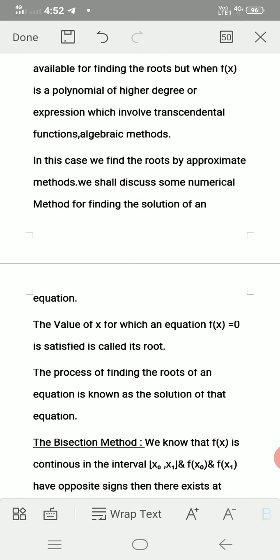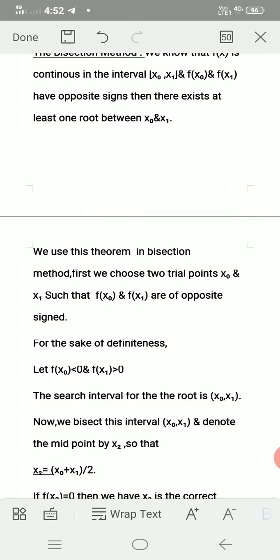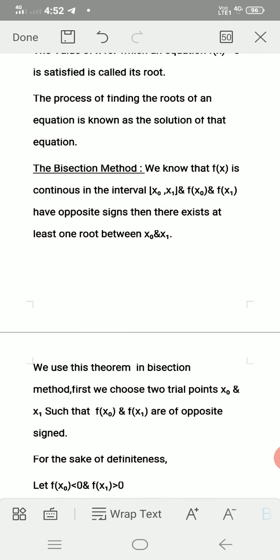The value of x for which an equation f of x is equal to 0 is satisfied is called its root. The process of finding the roots of an equation is known as the solution of that equation. Next, concept of bisection method.